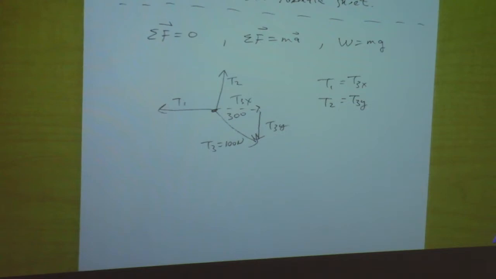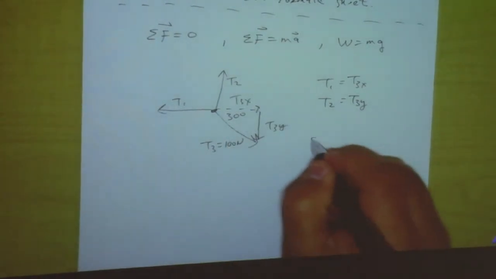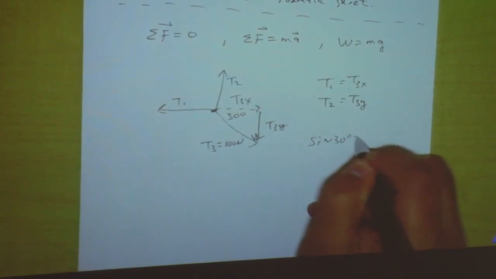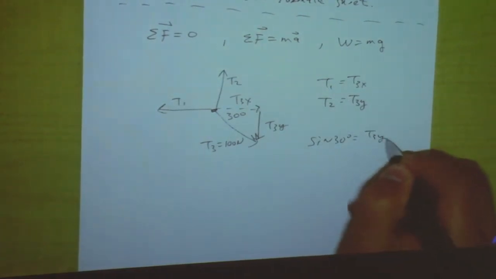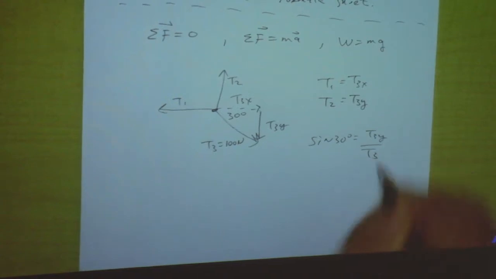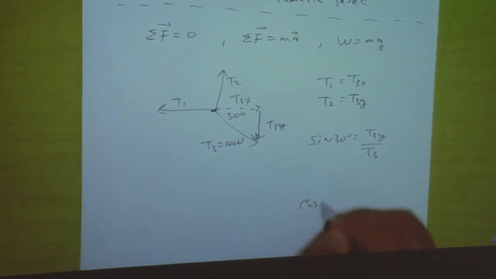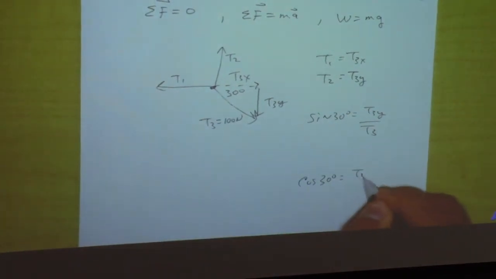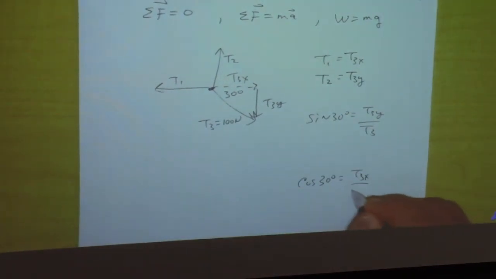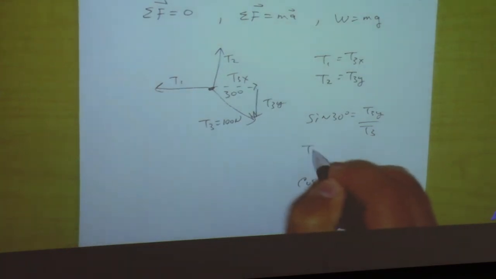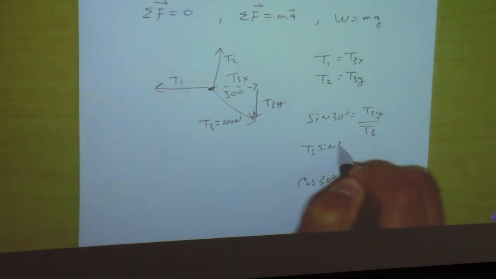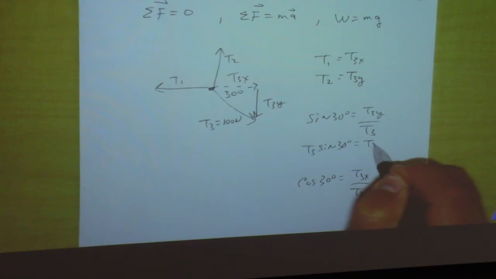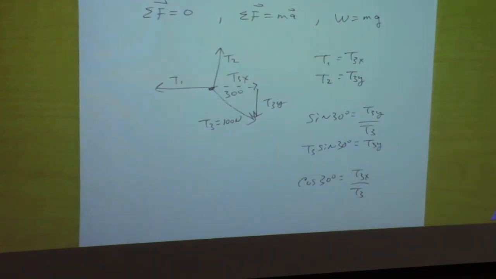Okay? Good, so the sine of 30 is the opposite side over the hypotenuse. And then the cosine of 30 is the adjacent side, which turns out to be T3x, over the hypotenuse, which is T3. So T3 sine of 30 is T3 in the y direction. Anybody know what the sine of 30 is?